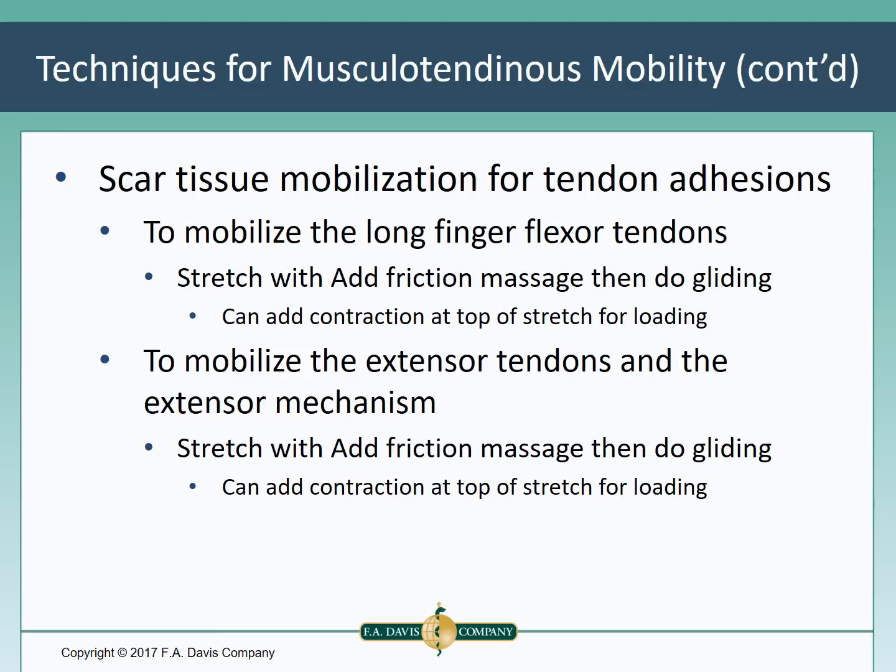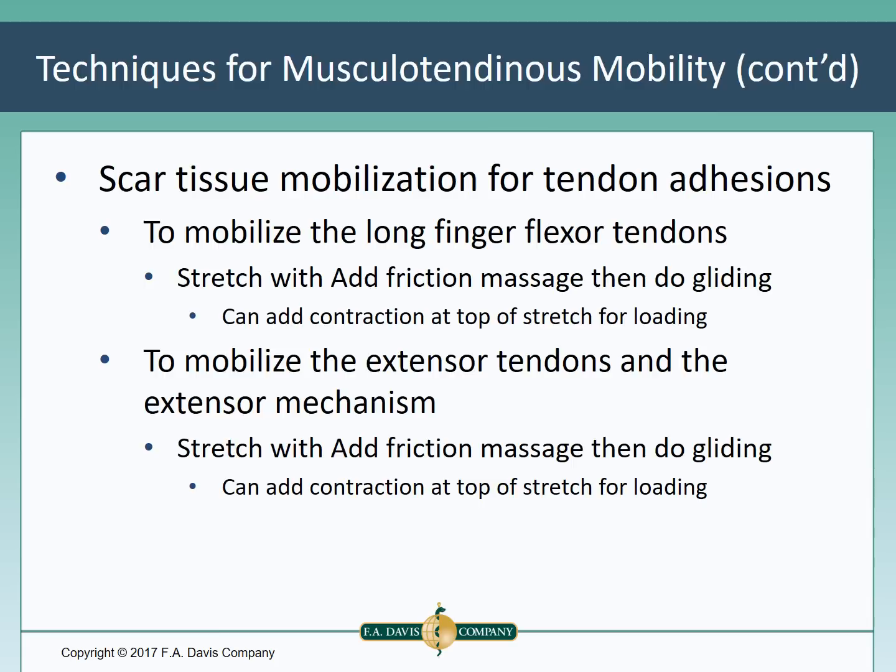Same thing for the extensor side: we can put them on stretch and add a friction massage and then do the gliding and add a contraction at the top of the stretch for the loading. So again, the whole purpose of this is you have this adhesion, and it's limiting your range of motion. So you put that tendon on as much stretch as you possibly can, and then you do a friction massage there to break up that adhesion. And then at the top, you add a little bit of contraction, that contract-relax, to get that length back in the tendon. You can imagine this is not something we're doing in the protection phase, more so something we're doing in the controlled or the return to sport phase.